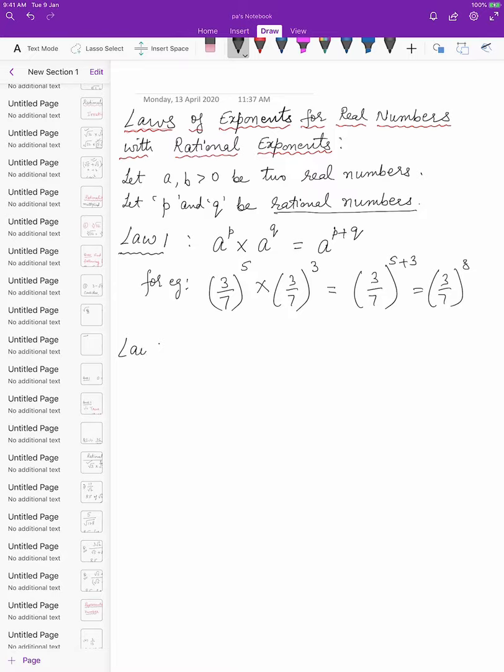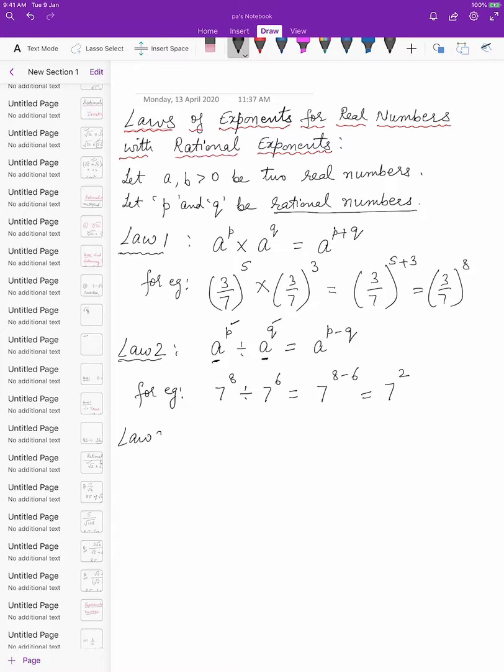The second law is: a raised to the power p divided by a raised to the power q is equal to a raised to the power p minus q. Again, let's take one example here. If I take 7 raised to the power 8 divided by 7 raised to the power 6, it will give us 7 raised to the power 8 minus 6, that means 7 raised to the power 2. It means in division, again if the bases are the same, then the exponents get subtracted. P minus q you will get in the power.